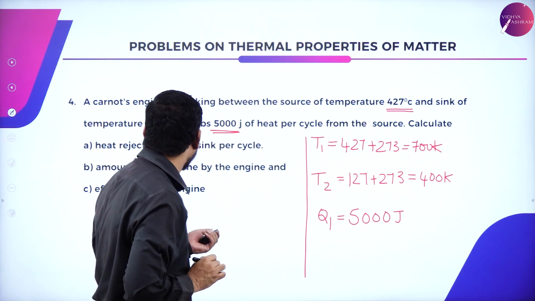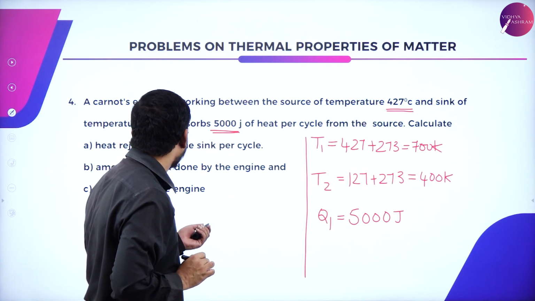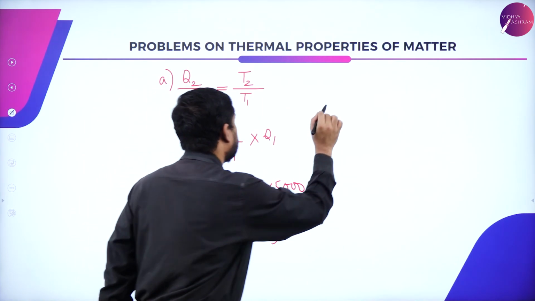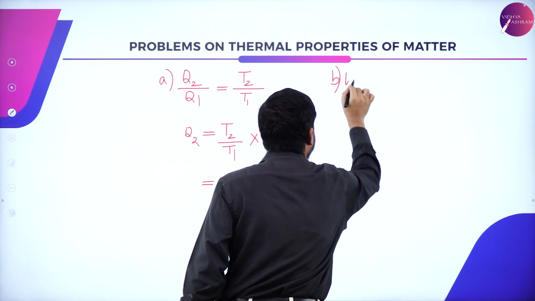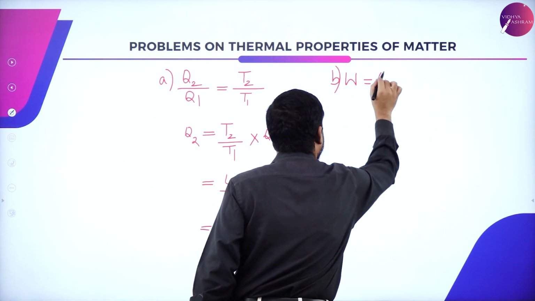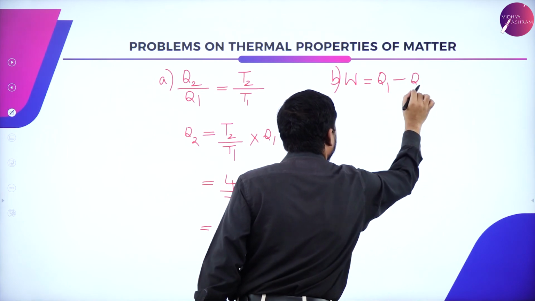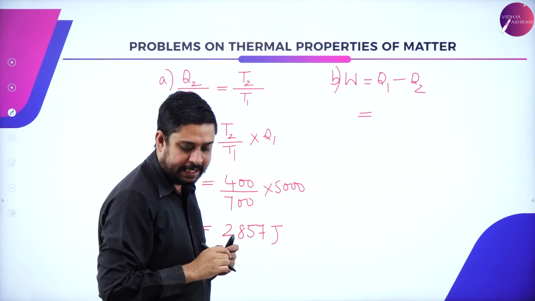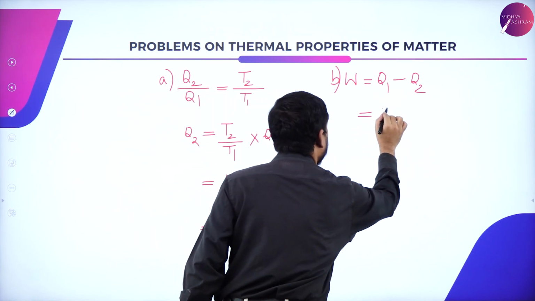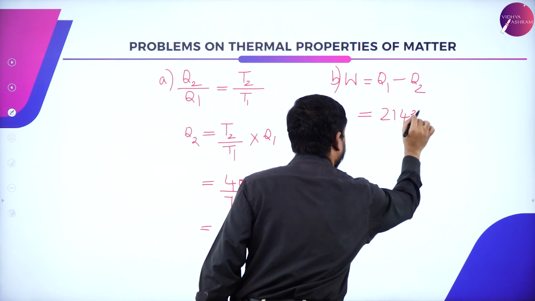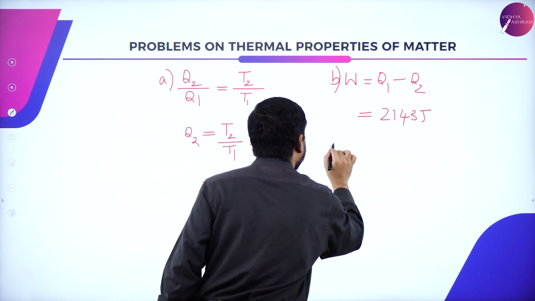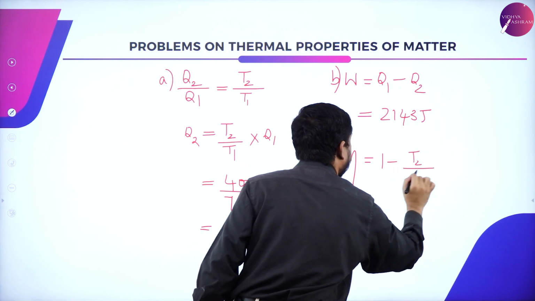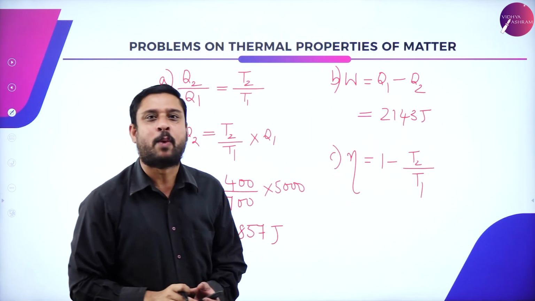Next I have to calculate the amount of work done by the engine. So amount of work done, W, is nothing but Q1 minus Q2. Heat absorbed minus heat rejected, 2143 joules. And again, efficiency, which is 1 minus T2 by T1.